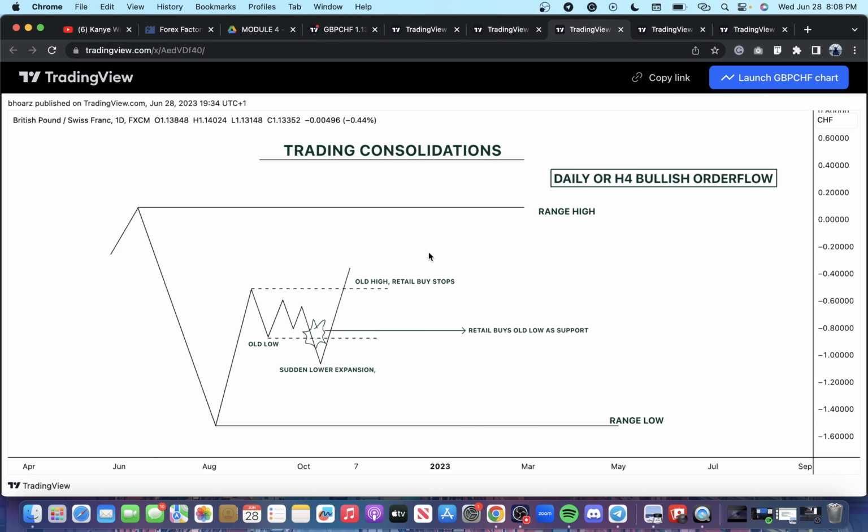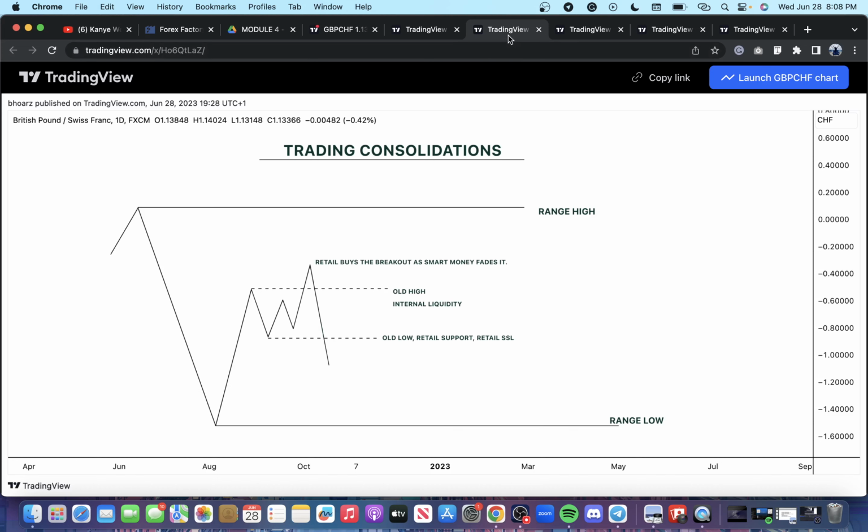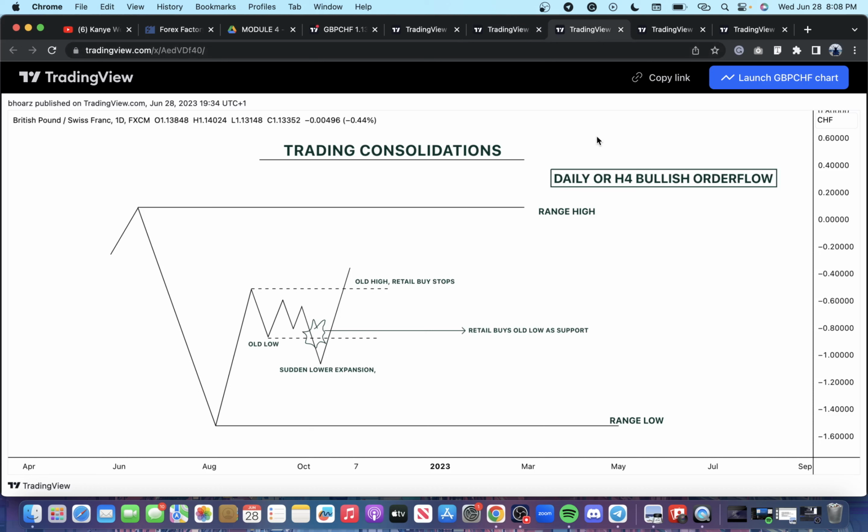Now we're going to talk about trading consolidations, internal liquidity consolidations, in a daily or 4-hour bullish order flow. Now the previous slide was for a daily or 4-hour bearish order flow. Now this is actually for bullish tested price.